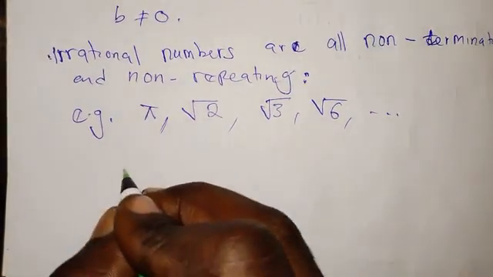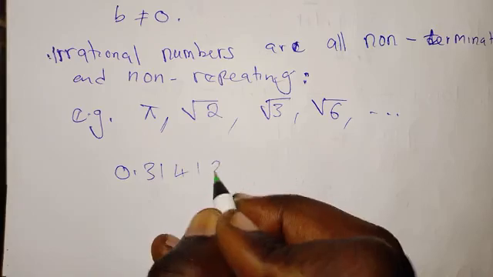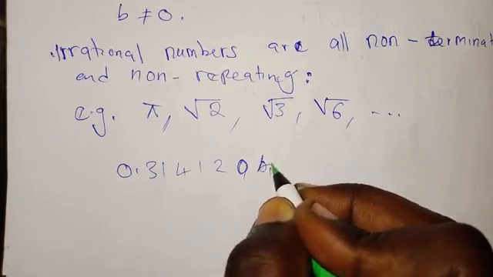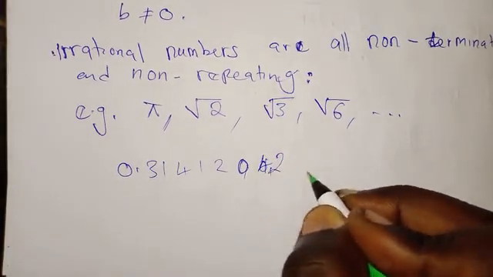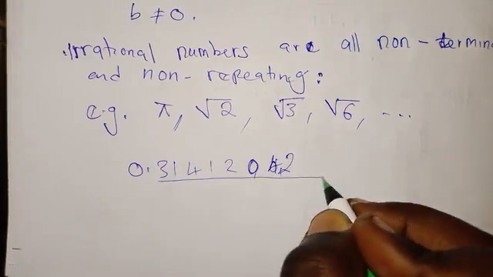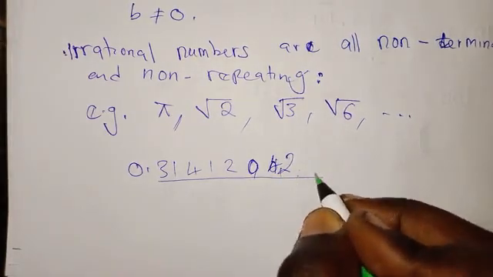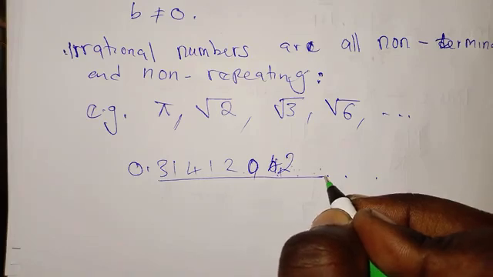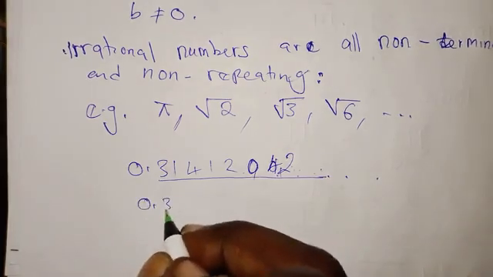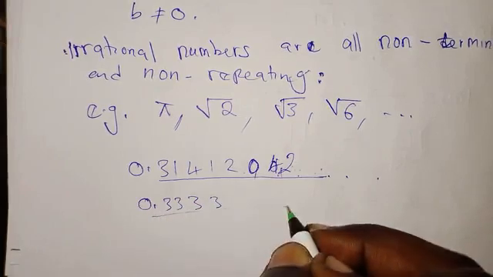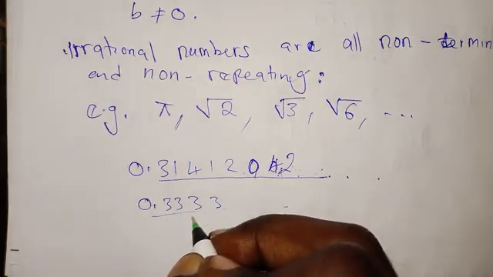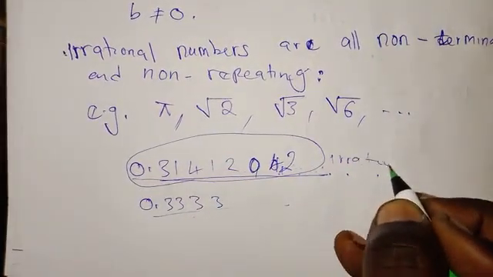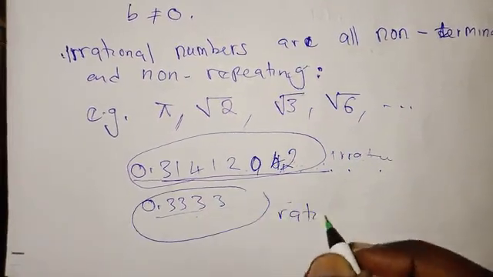You find a number whereby you write 0.314120, 0.42, continuously. These numbers are non-repeating, at the same time they are not terminating, they are not ending, they are moving but they are not terminating, and they are not repeated. But for rational numbers you have something like 0.333333. It is non-terminating but it is repeating. So this one is rational, whilst the other one is irrational.